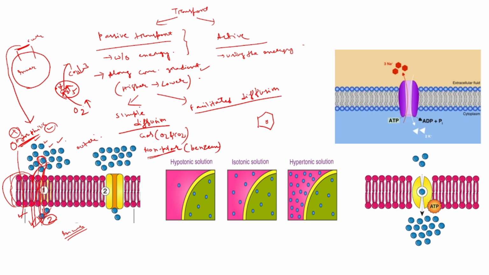So that's why gases, oxygen, carbon dioxide, any gases, and the non-polar molecules, that means the hydrophobic molecules, can also pass through the plasma membrane from the higher concentration to the lower concentration.